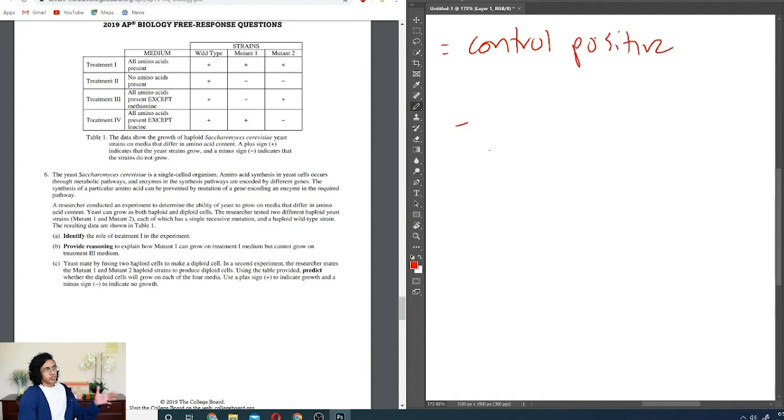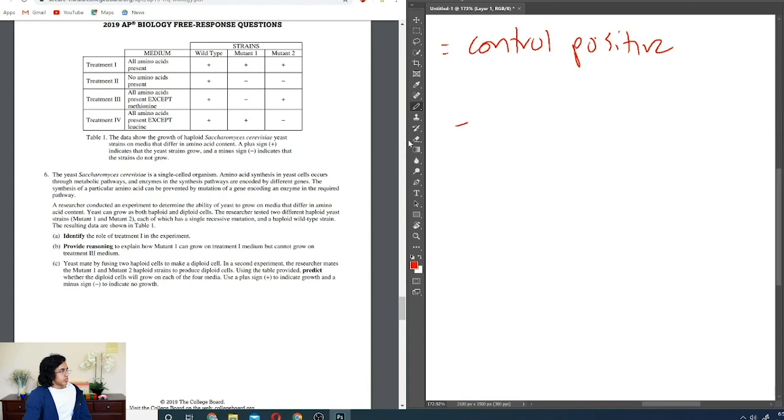Basically, the difference between positive and negative, I learned this recently. Positive means that you give treatment 1 something that you're not giving to your experimental group. And if it's a negative control, then you're not giving treatment 1 the treatment that you're giving to your other groups.